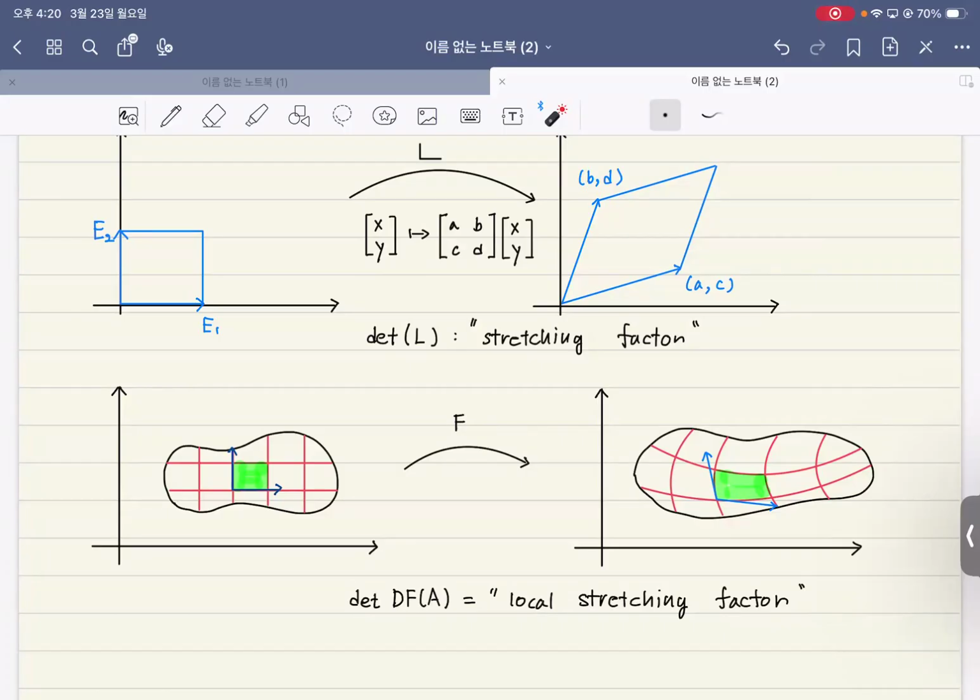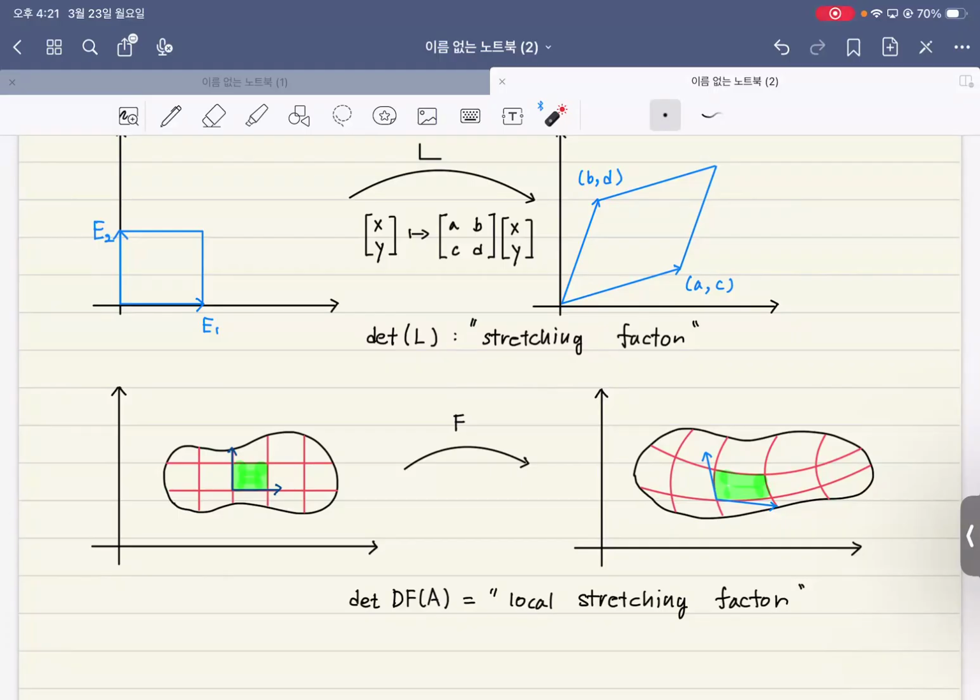Okay. And if this number is less than 1, then instead of stretching, this unit object in the domain has been shrunk in your codomain. And what if this number is negative? Suppose that this number is negative, say, -3. In that case, the area has been stretched by a factor of 3, but the orientation now is reversed.